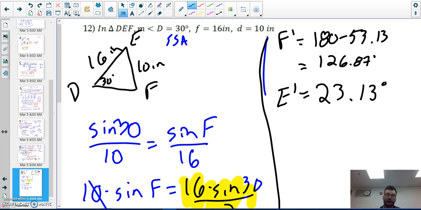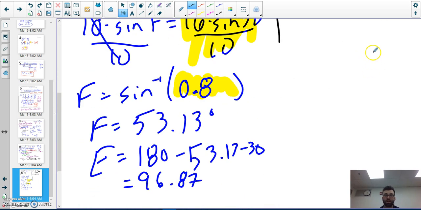Okay, I'm going to circle back. Remember, how do I know if it does not exist? Well, if the sum of angle D and whatever F prime was is greater than 180 degrees. That's how we know.